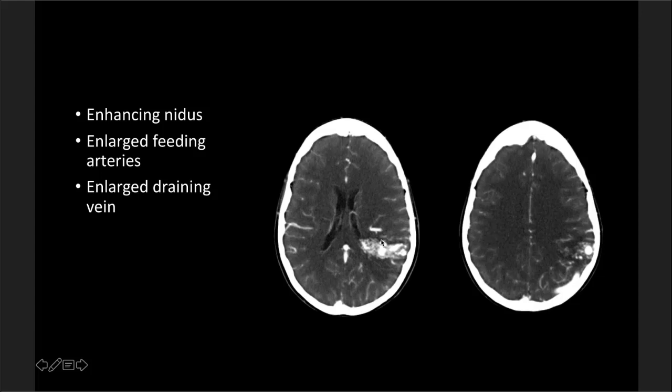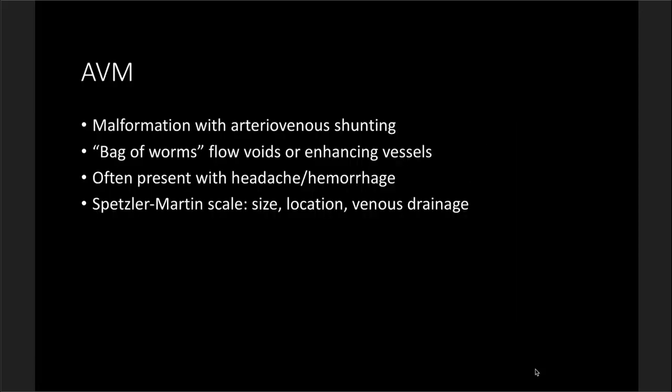Here we see an enlarged feeding artery. So this is one of the left middle cerebral artery branches. If we compare it to the right MCA, this is enlarged. So that's an enlarged feeding artery, a nidus, and then here we have the enlarged draining vein that drains to the superior sagittal sinus. So occasionally AVMs will have calcification, so that's something to remember if you see calcification in something that looks like a tumor.